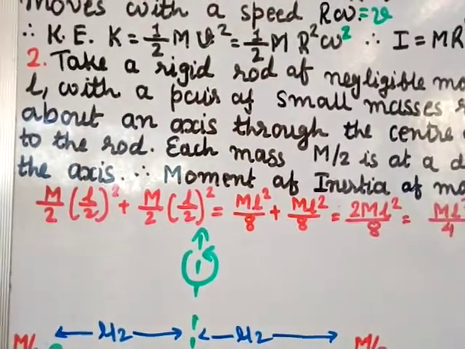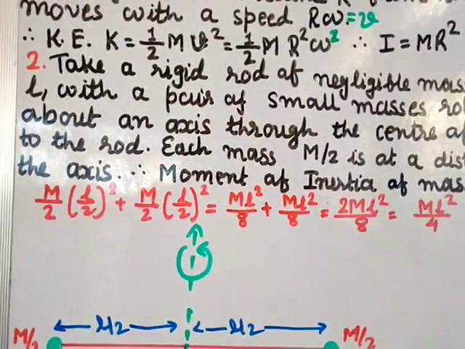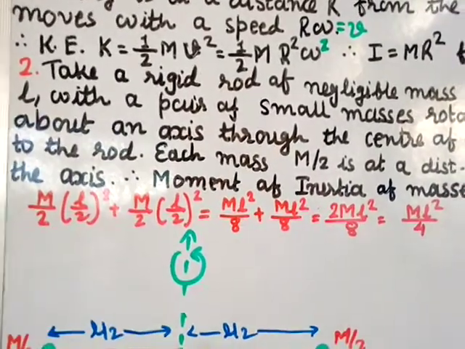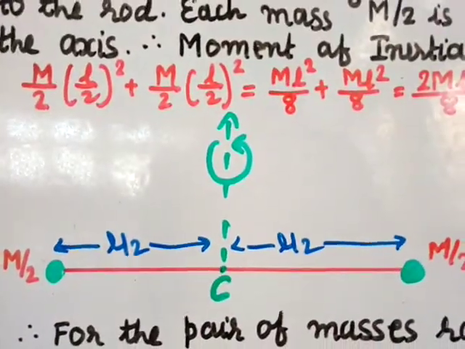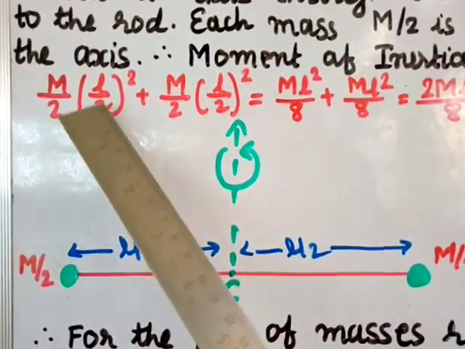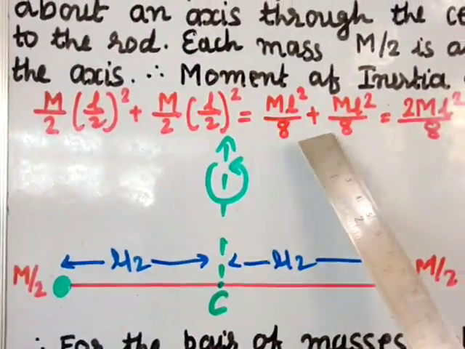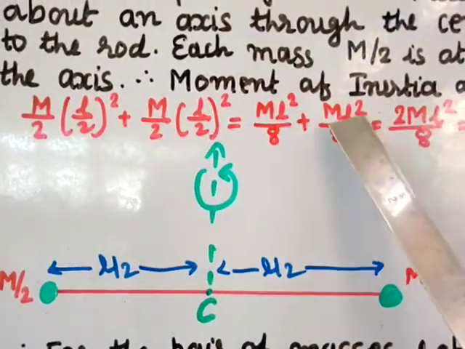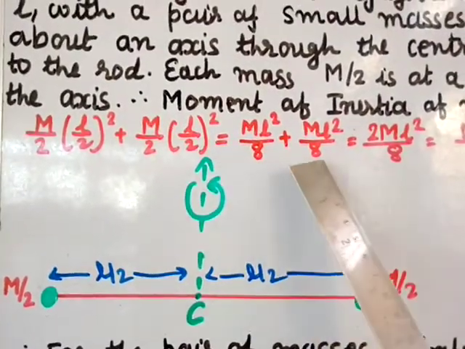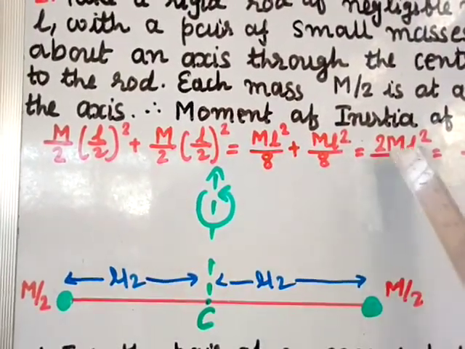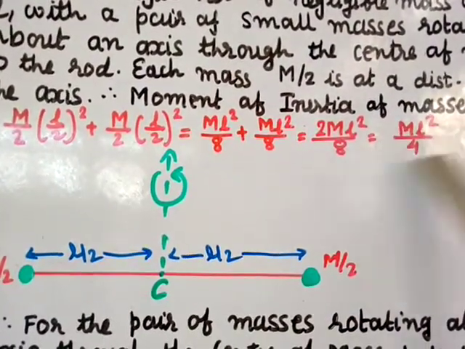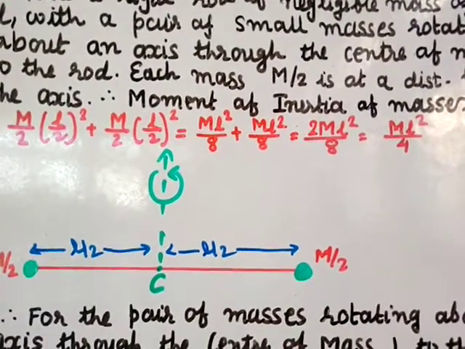The formula is I equals m r square, or I equals summation m_i r_i square. Here the mass is m by 2 and the length is L by 2, so L by 2 whole square. What we get is m L square divided by 8 plus m L square divided by 8, since 2 square is 4 and 4 times 2 is 8. The denominators are the same, so adding the numerators gives 2 m L square by 8, which is m L square by 4. That is the moment of inertia of the masses.